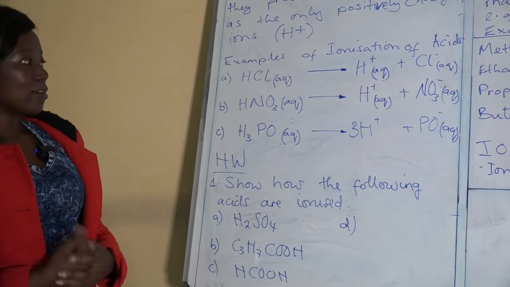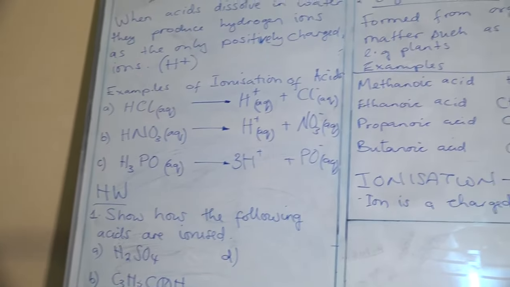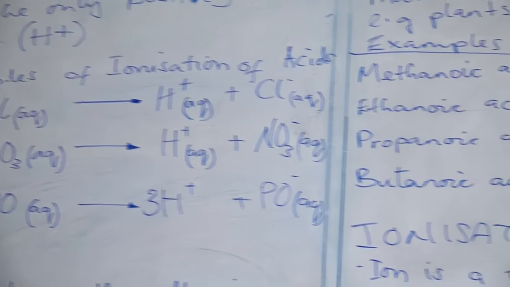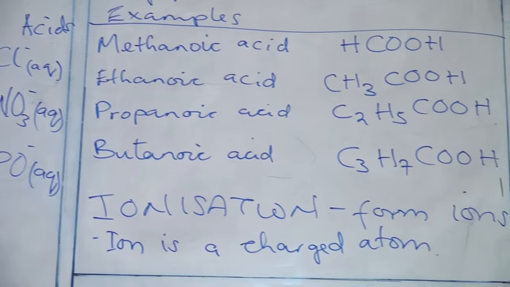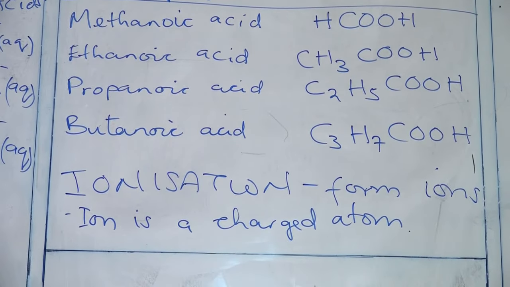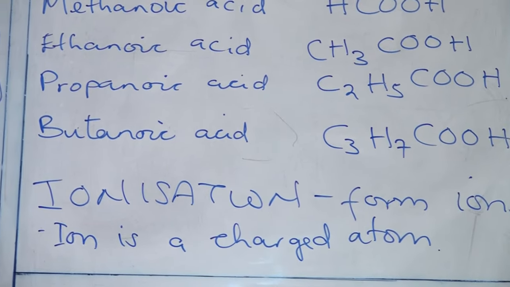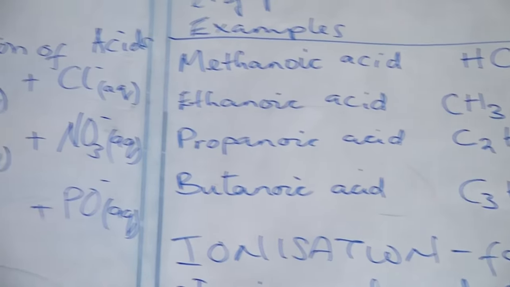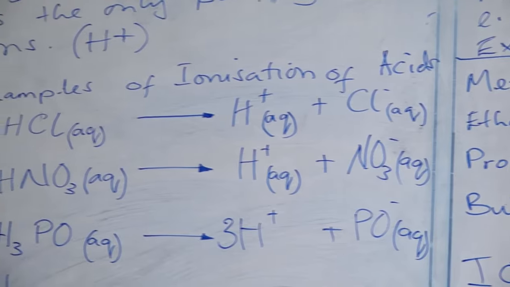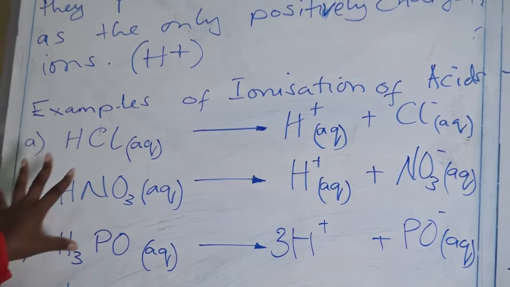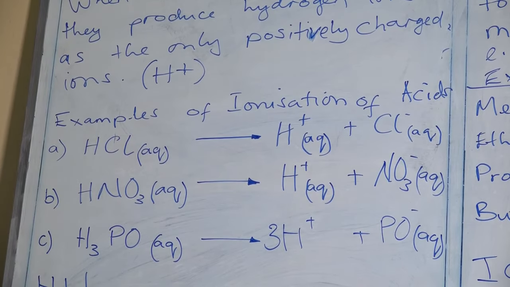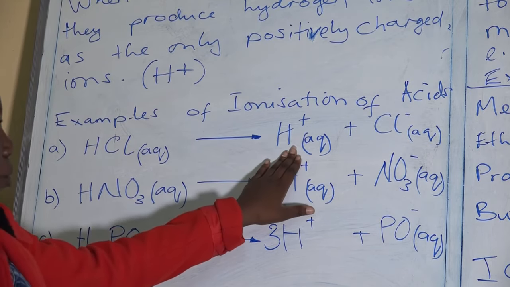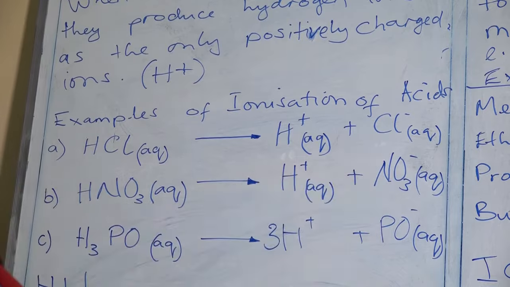We have now talked about how to ionize an acid. What is ionization? This is simply the formation of ions, and we say that an ion is a charged atom or a charged particle. If an ion is a charged particle, how are acids ionized? We say that in the ionization of acids, only hydrogen ions are supposed to be positively charged. The other ions are supposed to be negatively charged. Examples, we ionized hydrochloric acid. This is obviously in the dissolved form. When you dissolve hydrochloric acid, you expect that a positively charged hydrogen ion will emerge and a negatively charged chloride ion.